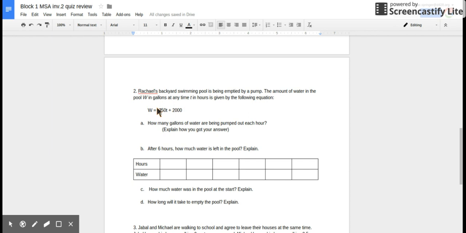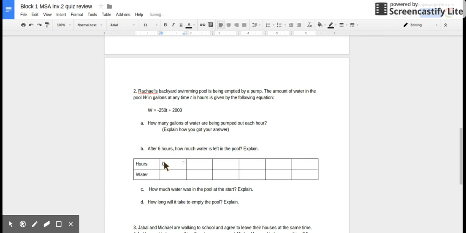We will look at our rate of change, or our coefficient. We look at how much water we're pumping out per hour. Our t is our per hour. So the number next to our variable t is going to be how much we're pumping out per hour. And by explaining how you got your answer, you can say that you looked at your equation and you noticed that the number next to your t, your number of hours, tells you how much water you're pumping out per hour. After 6 hours, how much water is left in the pool?